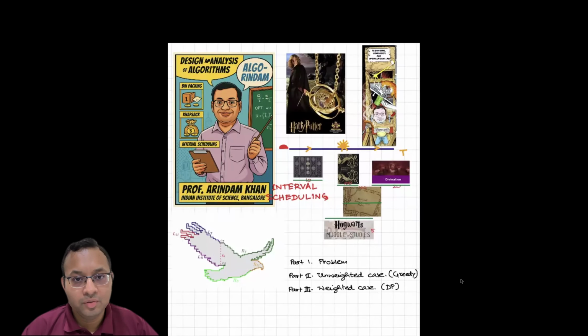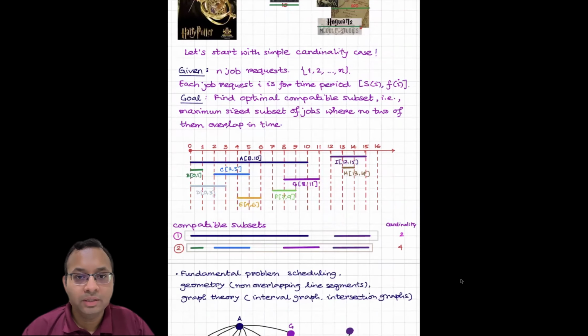Hello everyone. So we are continuing interval scheduling this part. Last part, we talked about the problem definition, and this part we'll talk about the greedy algorithm for the unweighted case. Let us go over quickly this cardinality case of interval scheduling.